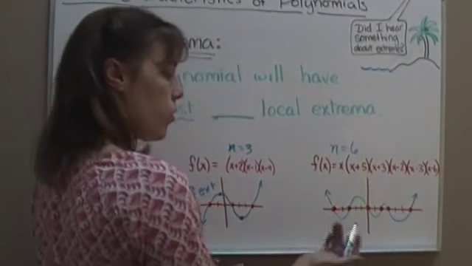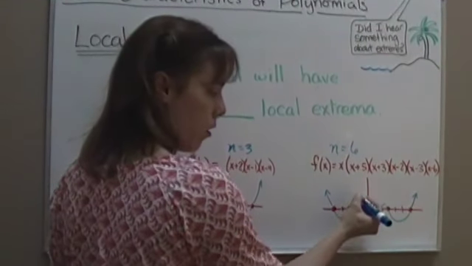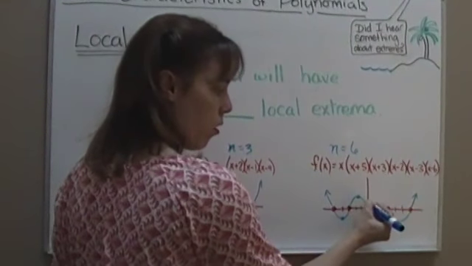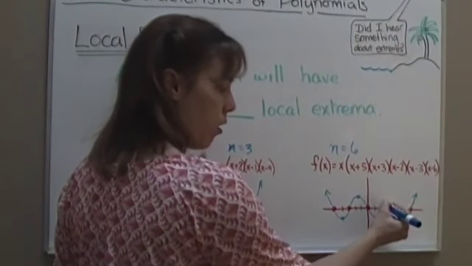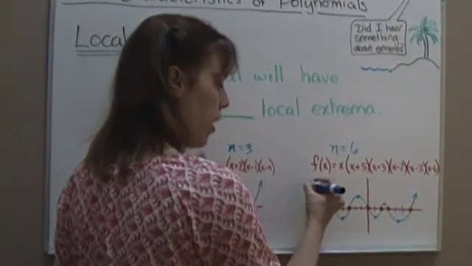So let's look at the number of extrema. 1, there's a max. 2, there's a min. 3, 4, 5. This has 5 extrema.